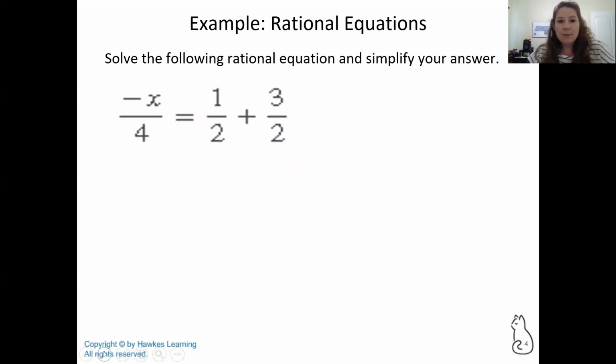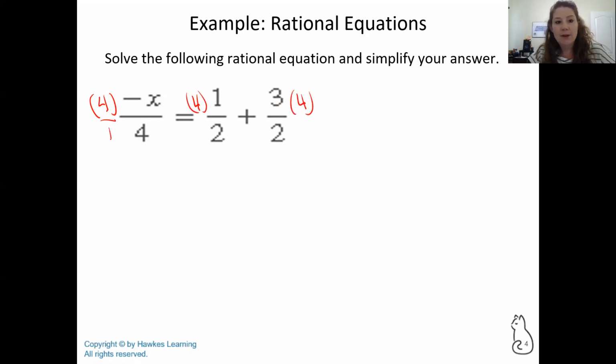All right, so let's look at this problem. So we have 3 denominators, 2 of them are 2s and 1's a 4. So if I'm thinking about a 2 and a 4, my least common multiple is 4 because 2 goes into 4 and 4 goes into 4. So that means I'm going to take every single term and I'm going to multiply it by my denominator of 4.